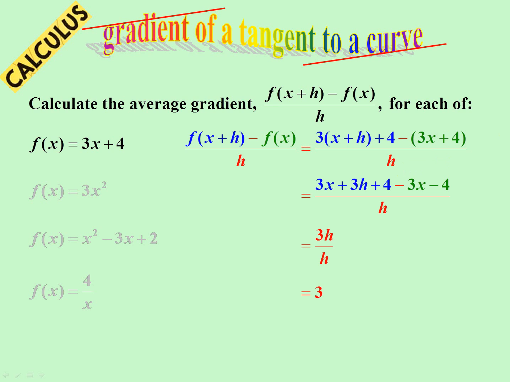There's the average gradient. Pretty much what we should expect. Have a look. It's a linear graph. It's a linear function. The gradient is 3. Always 3. It's a straight line. Well, the gradient ended up being 3.